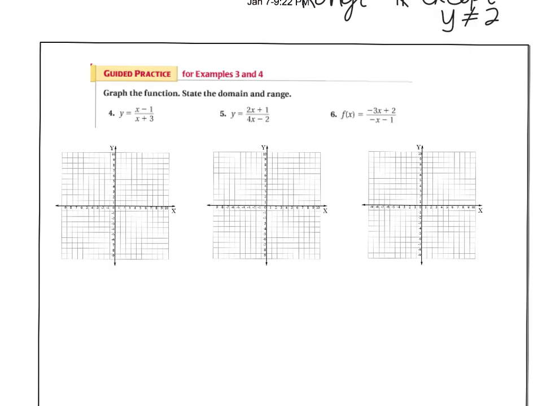Here we have some guided practice for you. So I'm for sure doing 5 and 6. You can do 4. I'll get the asymptotes in there for you. But remember, your first job is to find your vertical asymptote that comes from the denominator, and then you find your horizontal asymptote, which is the division of your leading coefficients. So pause the video and come back and check your answers.